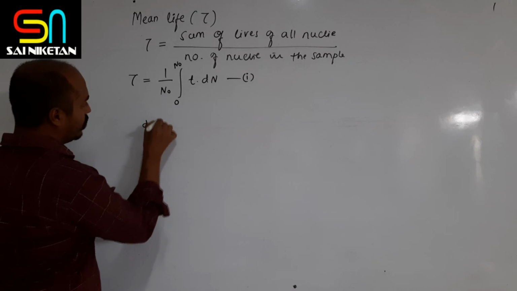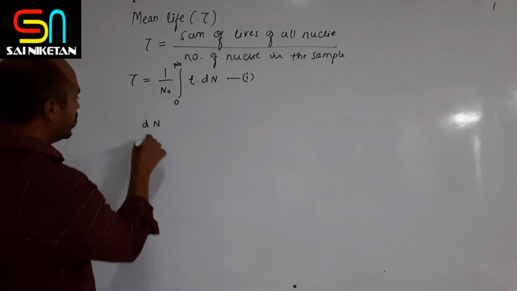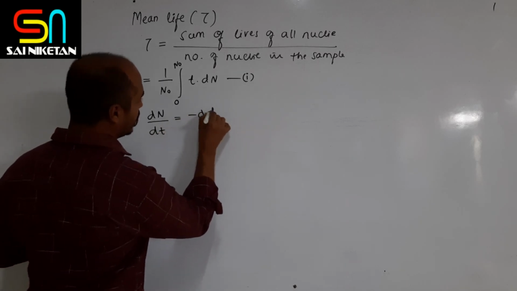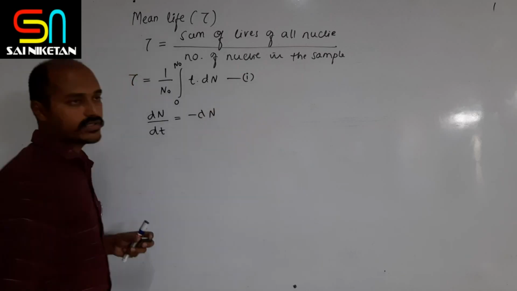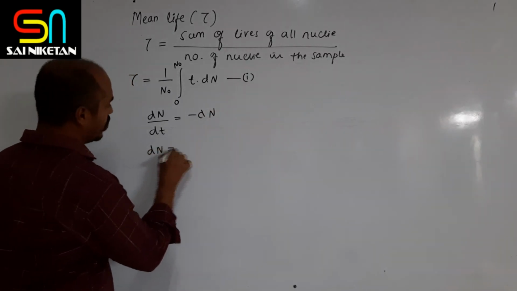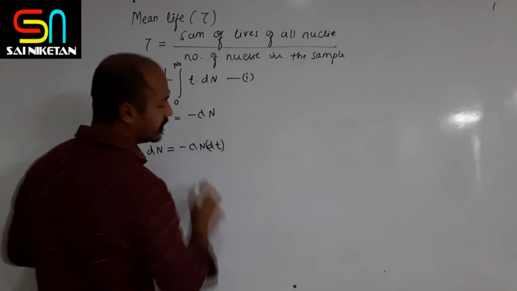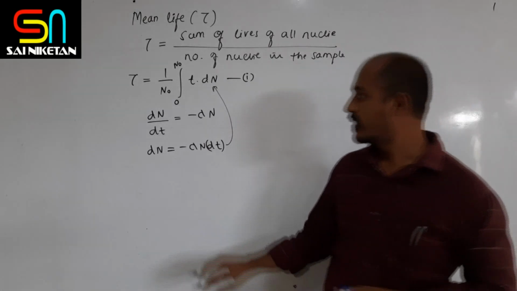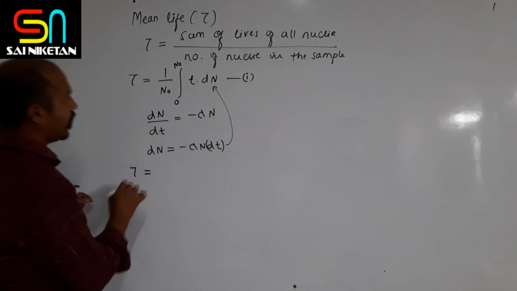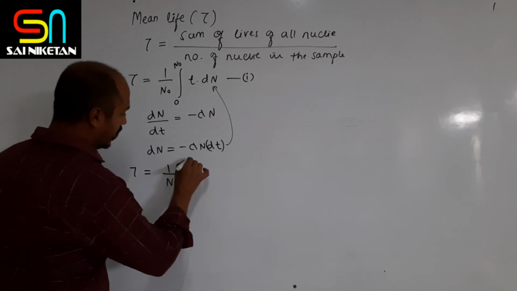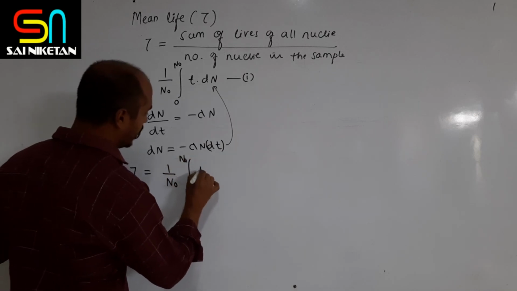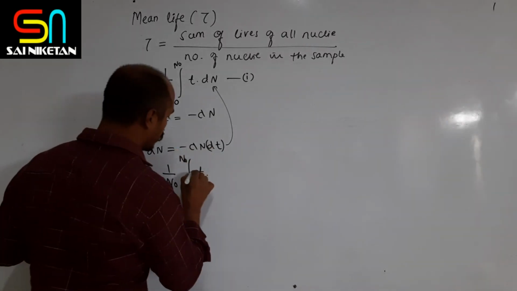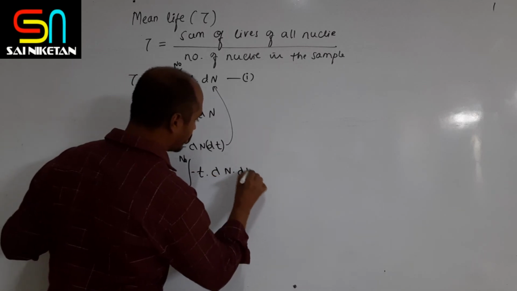From the decay law, we can write dn divided by dt is equal to minus lambda n. Now we can write dn is equal to minus lambda n dt. Now substitute this value here. We get tau is equal to 1 divided by n naught, integration 0 to n naught of t dn, where we replace dn with minus lambda n dt.